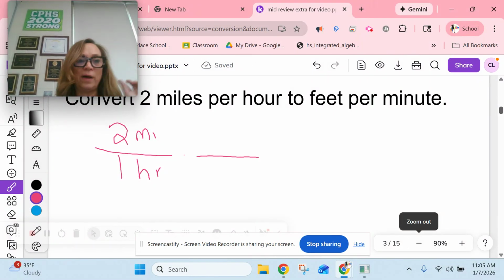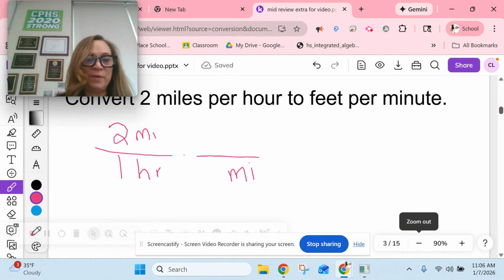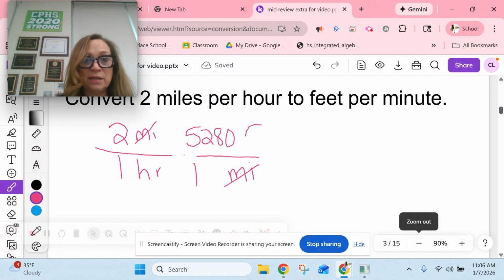Okay, so if I want to get rid of the word miles, I have to put it in the denominator because it's currently in the numerator, and I want to be able to do miles crossed out with miles. Okay, so I know that there are 5,280 feet in a mile. It's also on the reference sheet.